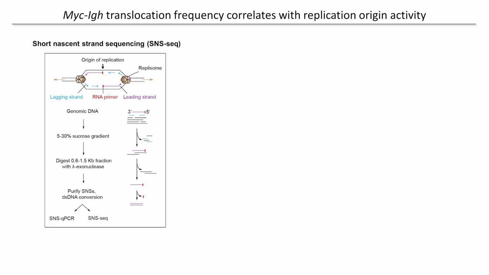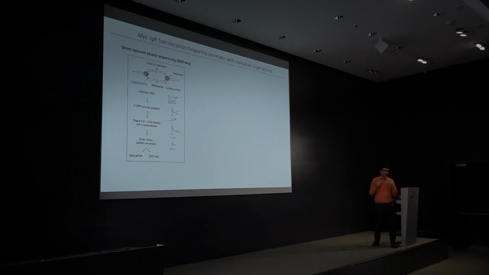So the next question was whether, because we know that the MCM proteins are required for activating the origins of replication, the next logical question was whether the translocation frequency had anything to do with the origin activity at MYC and IGH. So we map, or measure, origin activity by this assay called short nascent strand sequencing, or SNS-seq. And essentially what the assay does is it enriches for the leading strands that are found at replication origins.